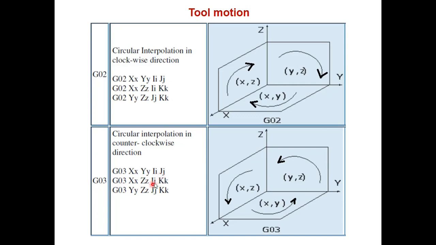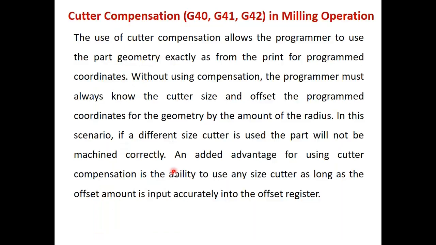I comma J or I comma K, depends upon which plane you are working. Also we can use radius instead of I and J. So more detail about this one we will see in next few sessions.